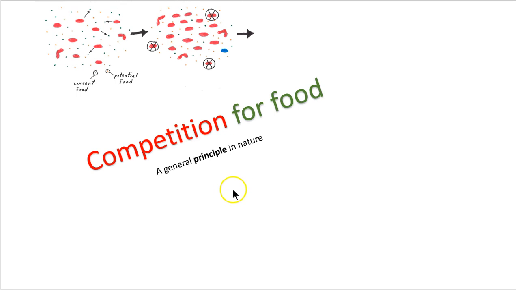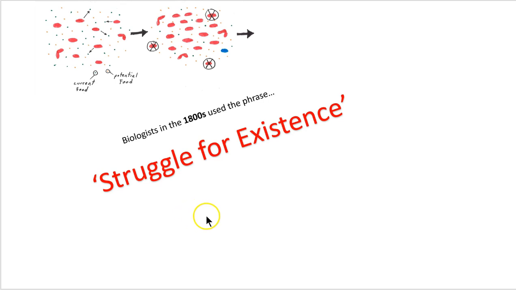Now this is a general principle found in nature, that there's a competition for food, and this applies to many areas of the natural world. Now in the 1800s, biologists coined a phrase. They called this situation a struggle for existence. Now notice, it's not an actual sort of struggle necessarily between two individuals, but you can struggle with your environment as well. In this case, the struggle is the struggle to get enough food. As food resources are depleting, there's a struggle to maintain one's survival.